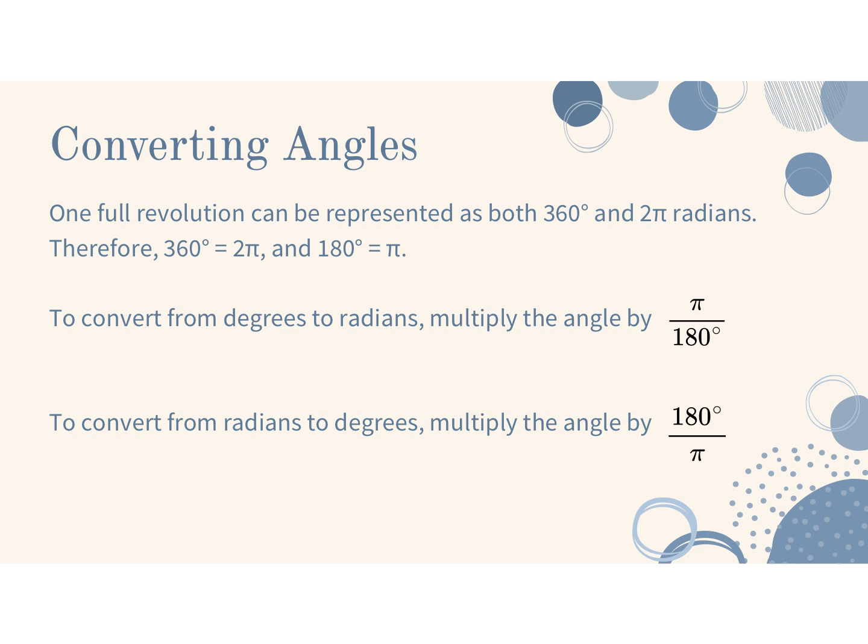All right, the last bit of this lesson is just going to be converting angles. Since a full revolution around a circle can be represented as 360 degrees and 2 pi, you have that 360 degrees is equal to 2 pi. And similarly, if you divide both of these by 2, they have a factor of 2, then you get 180 degrees is equal to pi radians.